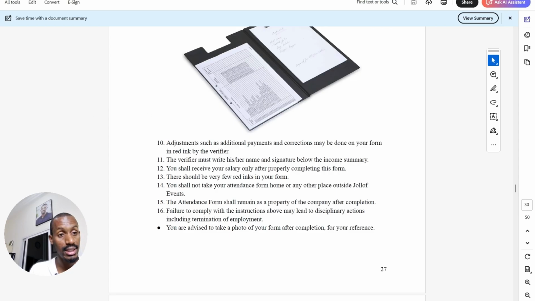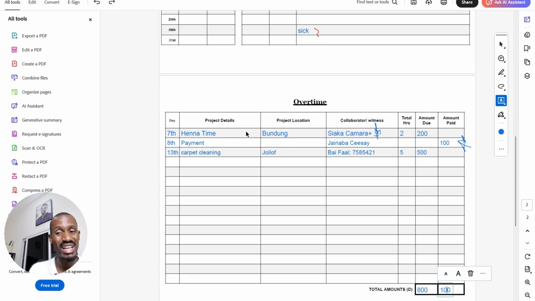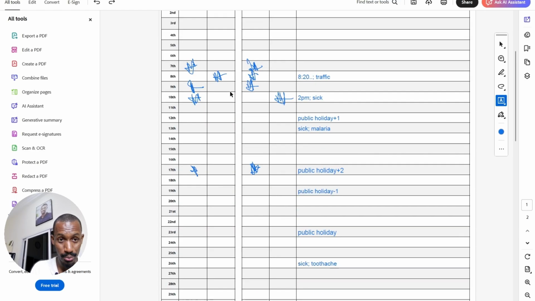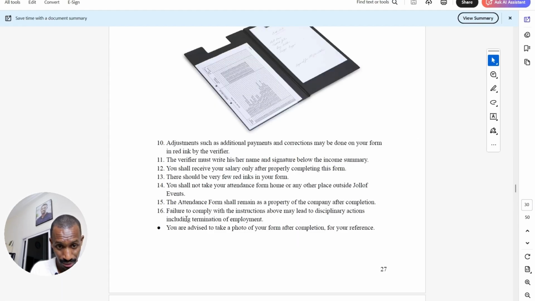This is an attendance form. Don't just look at it as just an attendance form. This is what dictates how you come in and sign, because you have a contract with the company. The company pays you and you come and do your work. So this is where you record your work, where you record your attendance, when you show up. That's why it is called an attendance form. So this is a very important document. You have to comply with it, or you cannot stay at Jollof events.